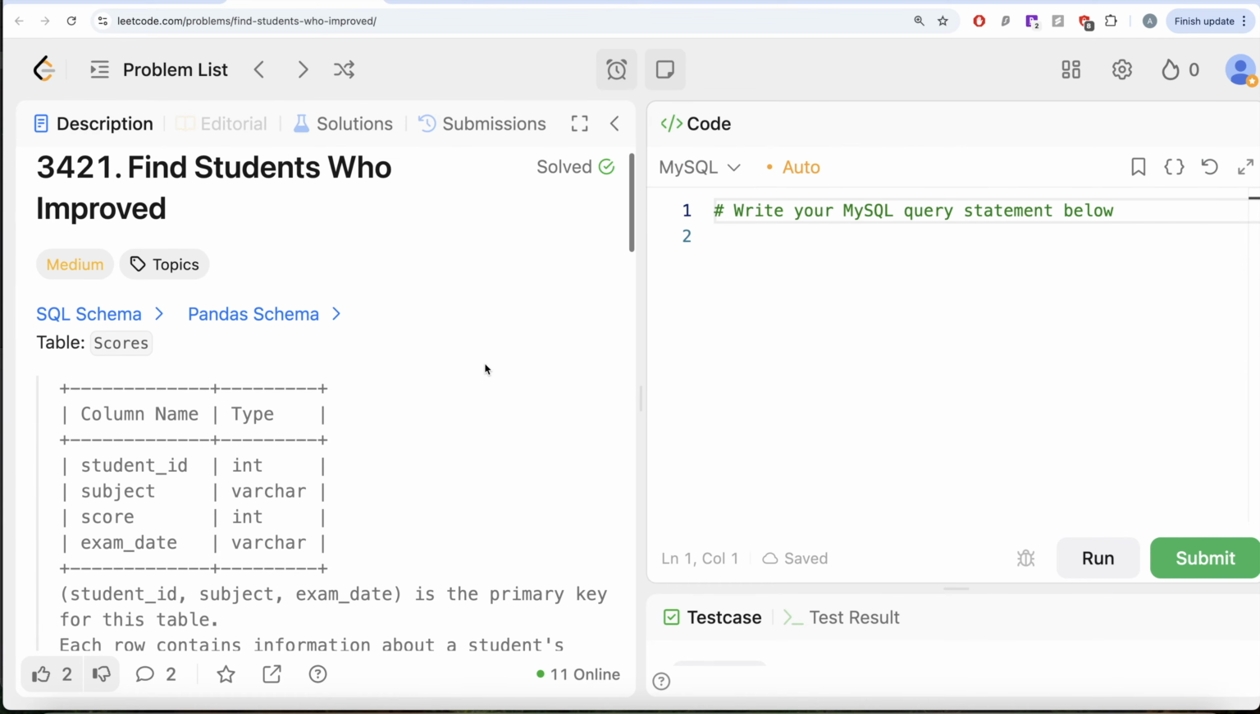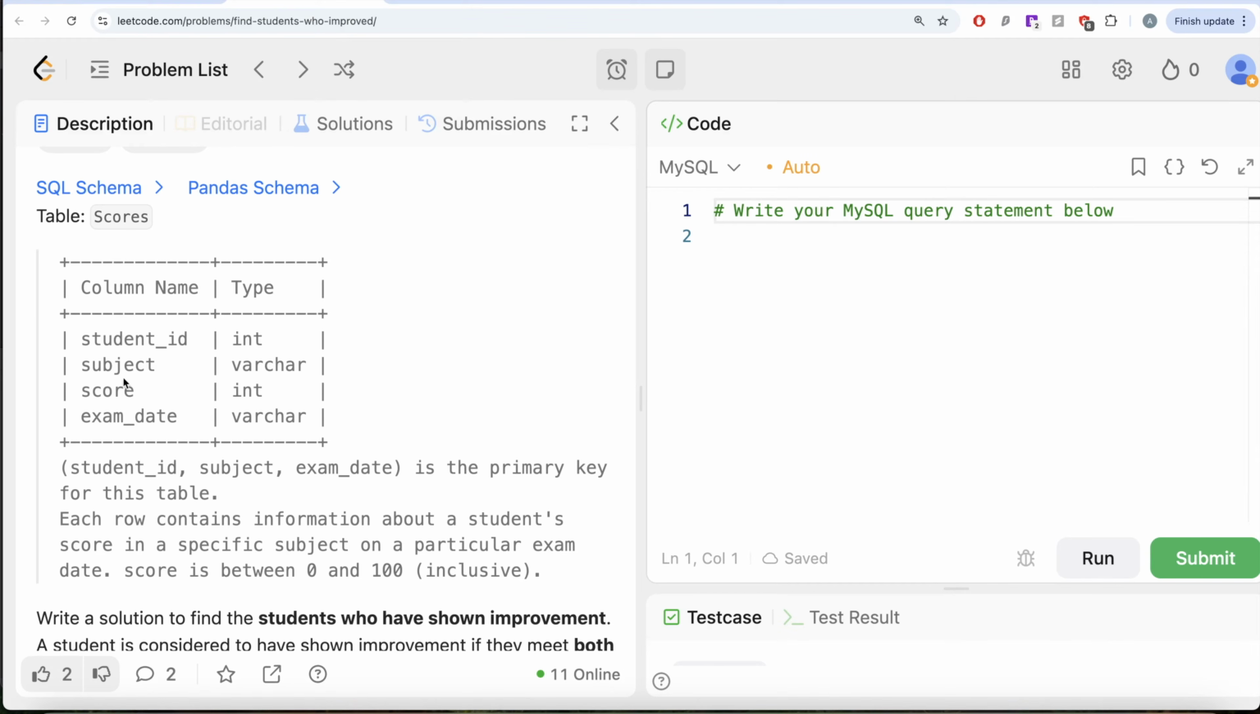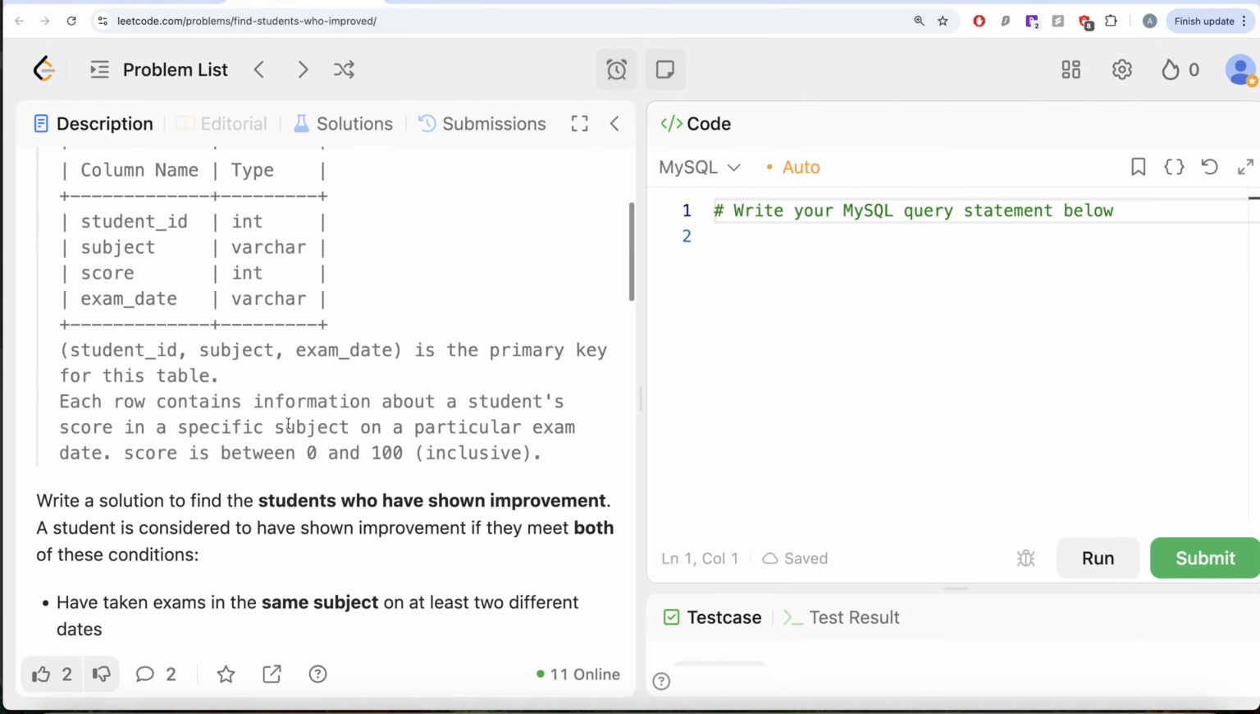Okay, the question reads: we are given a table called scores with four different columns: student ID, subject, score, and exam date. The combined column student ID, subject, and exam date is the primary key for this table. Each row contains information about a student's score in a specific subject on a particular exam date. Score is between 0 and 100 inclusive.